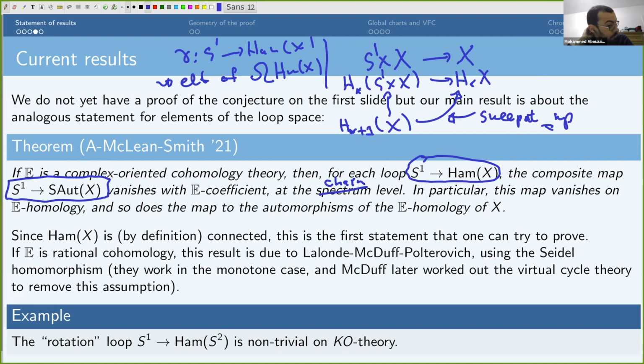So this result was known earlier for rational cohomology. Lalonde, McDuff, and Polterovich have a paper which proves many other things, but it was basically a follow-up to the construction of the Seidel homomorphism. They proved it integrally in the monotone case. And if you look at the end of their paper, they say that everything should work as long as there is the appropriate virtual fundamental cycle theory. And then McDuff later worked out this virtual fundamental cycle theory to actually work rationally for any closed symplectic manifold, so you don't have to assume monotonicity.